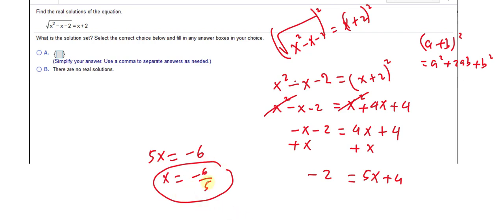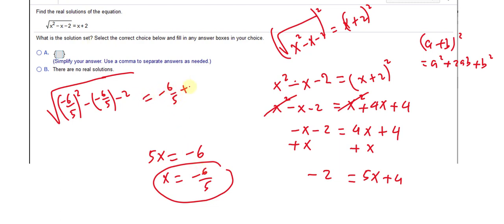Okay, this is the answer. And now because you are solving the radical equation, remember, for solving the radical equation, you have to check the answer. So let's check the answer. x squared is minus 6 over 5 squared. Minus x is minus 6 over 5 minus 2. So that's the left hand side. That equals minus 6 over 5, the right hand side, plus 2.